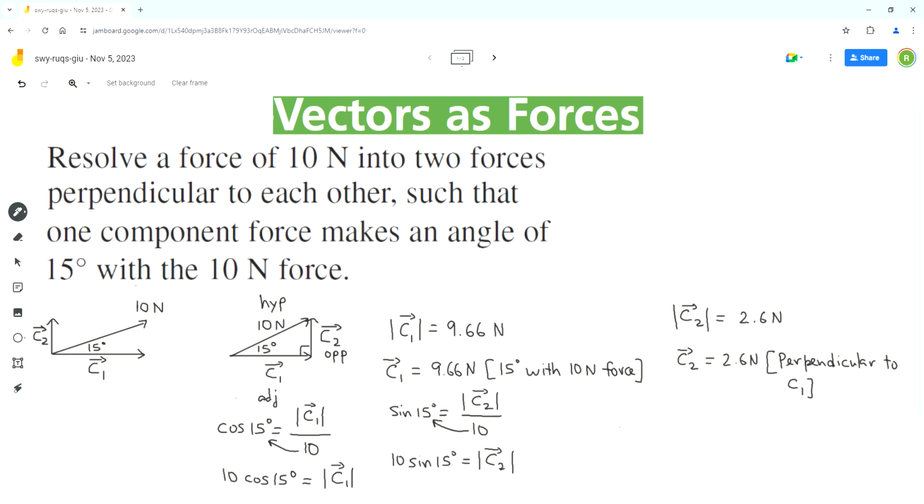We are writing the directions like this because we are not given the direction of the 10 Newton force. We only know that C1 makes an angle of 15 degrees with the 10 Newton force, so that's why we use that as a direction for C1. And for C2, we know that it's perpendicular to C1, so that's why we are using that as the direction for vector C2. So these are the steps you have to keep in mind to solve a problem like this one.